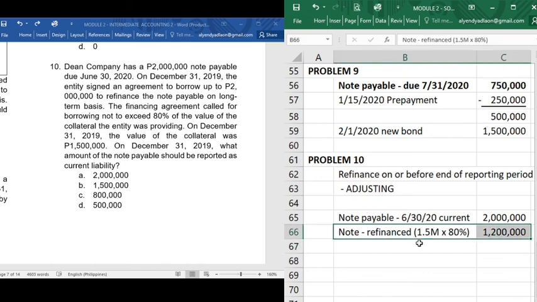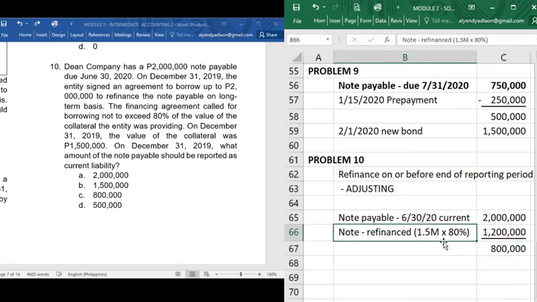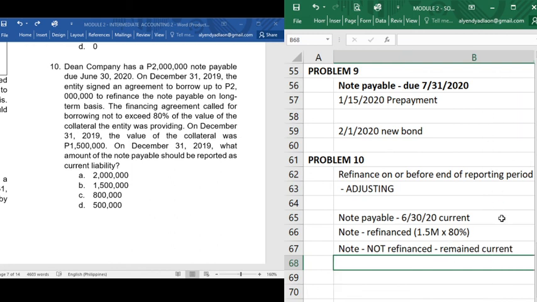So, meaning, only the 1,200,000 was approved. So, only the portion of 1,200,000 was changed from current to non-current. Okay? That is what was changed. Meaning, 1,200,000 is refinanced to long-term. How about the remaining 800,000? This is the part of the note that was not refinanced and therefore, it remains to be current. Okay? It remained current.